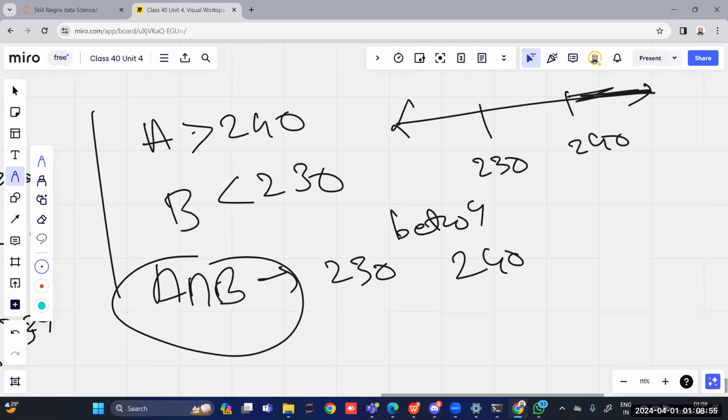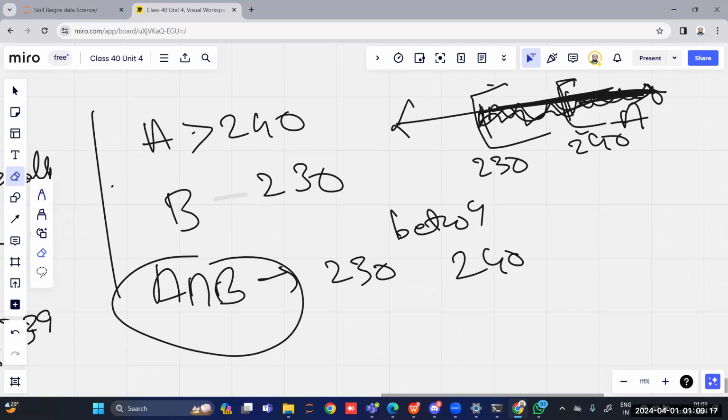Greater than 240 is all here, A, correct? And they never intersect with each other. And here it is B. I'll draw this shape like this. B doesn't intersect, it's less than. Oh yes, sorry. B is less than. Sorry, I have to change the condition. Oh yes, wait, they do intersect, so they are not mutually exclusive.